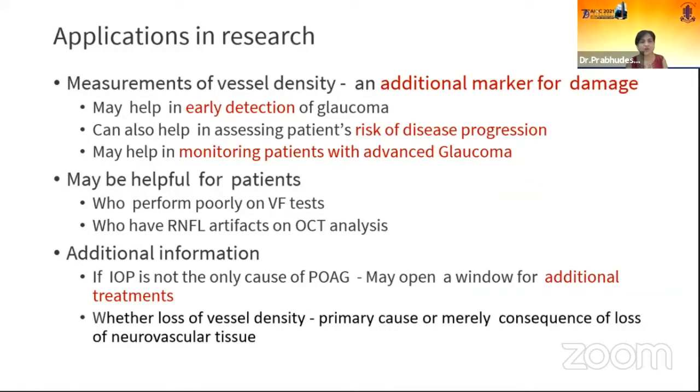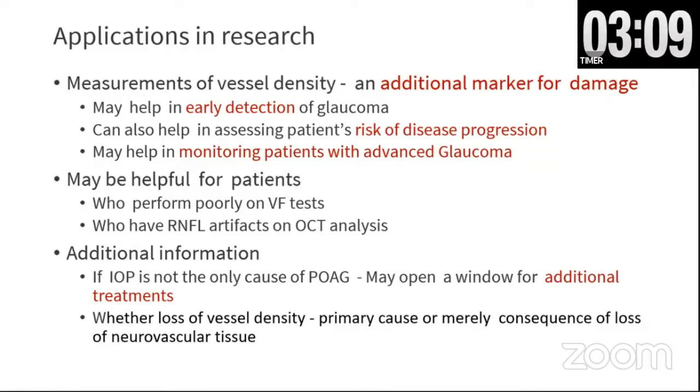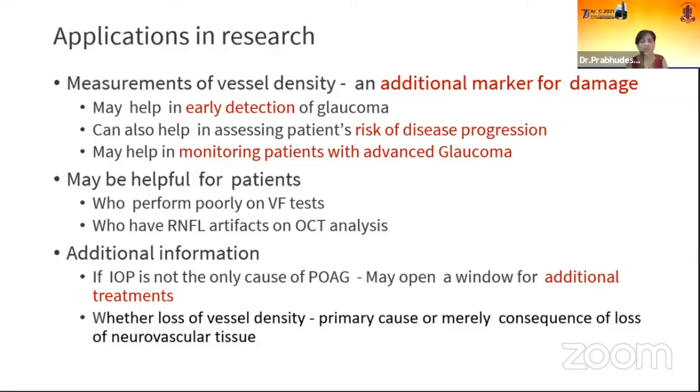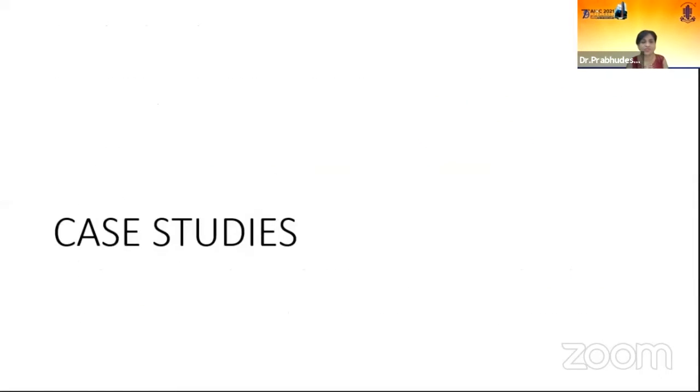So applications of this can be done in research. This can be an additional marker for identifying glaucoma. We can have early detection. We can see risk of disease progression and monitor patients with advanced glaucoma. It may be helpful in patients who perform poorly on visual fields and who can have RNFL artifacts on OCT analysis. And if IOP is not the only cause of POAG and this is another factor, we can have additional treatments for this.